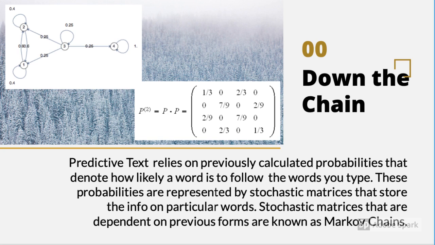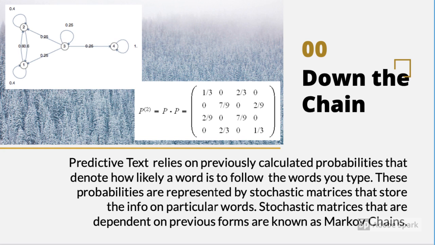Predictive text relies on previously calculated probabilities that denote how likely a word is to follow the words you type. These probabilities are represented in stochastic matrices that store the info on particular words. Stochastic matrices that are dependent on previous forms are known as Markov chains.